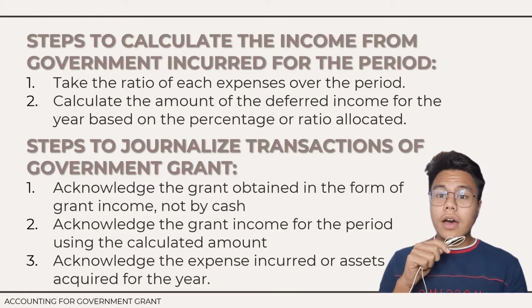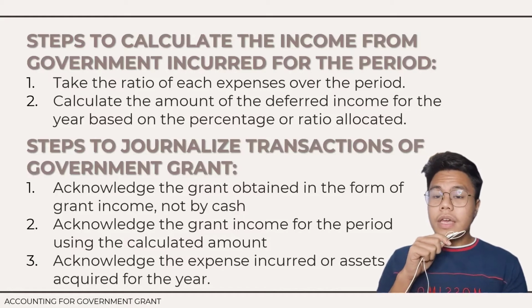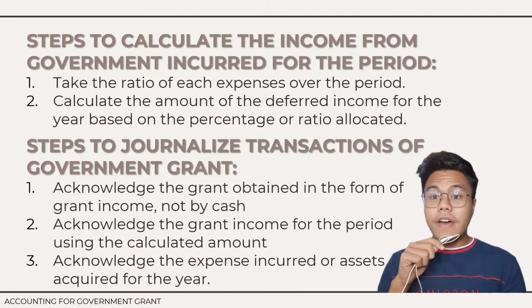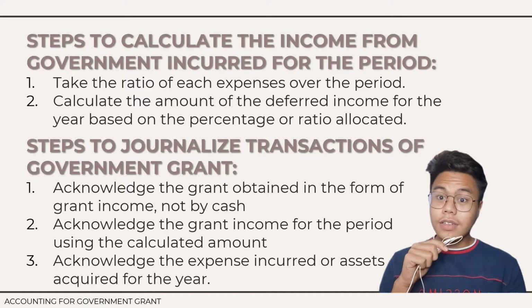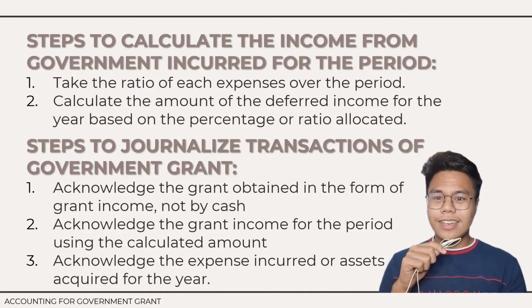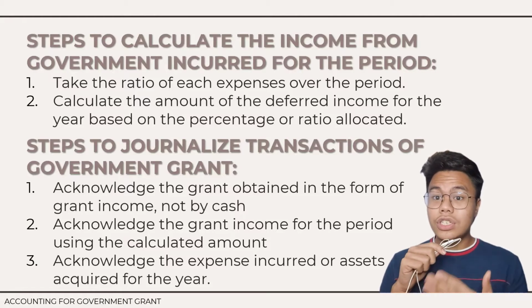So it is monetized and it is calculated for a certain value. Each expense is divided into a number of periods. It could be up to 3 years, more or less. So usually it's 2 to 3 years. So we would take the ratio of each year.